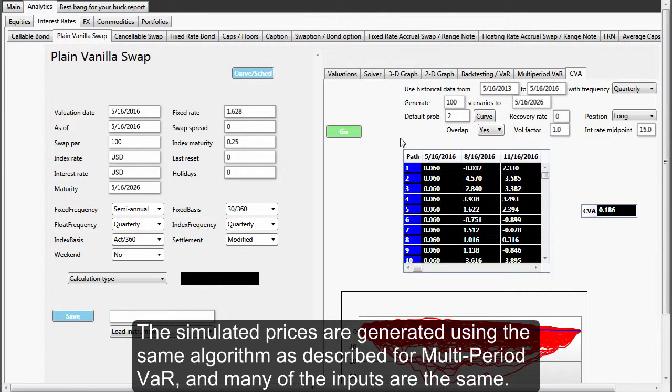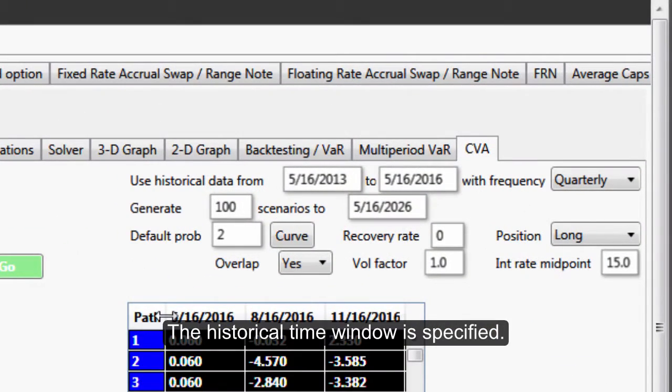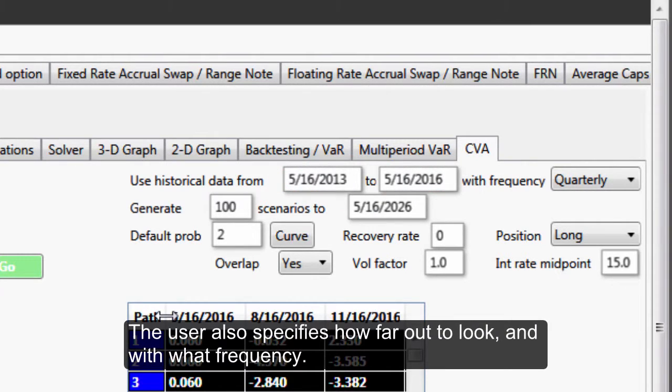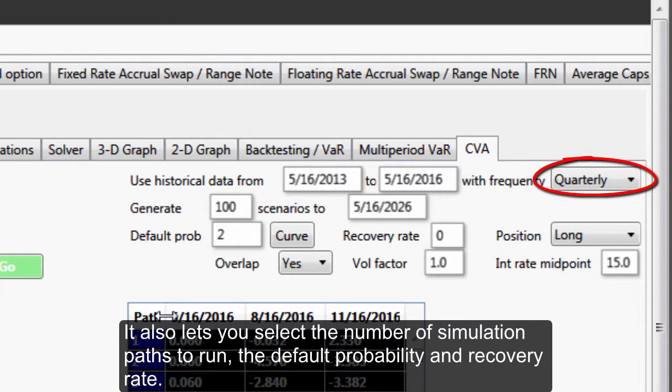The simulated prices are generated using the same algorithm as described for multi-period VAR, and many of the inputs are the same. The historical time window is specified. The user also specifies how far out to look and with what frequency. It also lets you select the number of simulation paths to run, the default probability, and recovery rate.